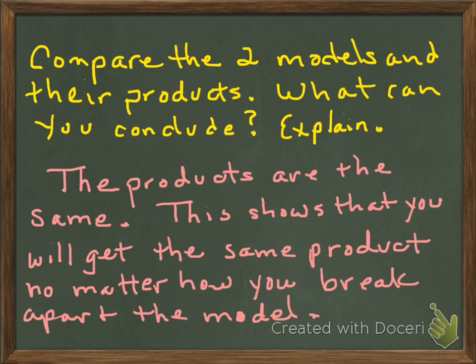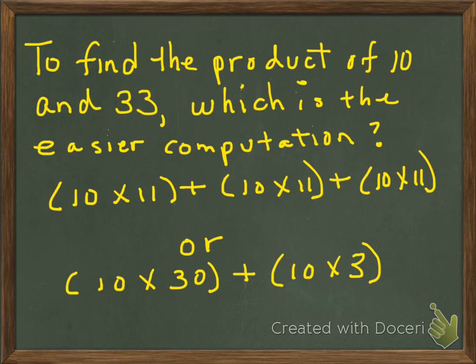Okay, there's one more I'm going to ask you. So let's think about this one. To find the product of 10 and 33, which is the easier computation? 10 times 33. Do I want to do (10 times 11) plus (10 times 11) plus (10 times 11), or (10 times 30) plus (10 times 3)? And I want you to be able to explain. So think about that. Which do you think is the easier computation?